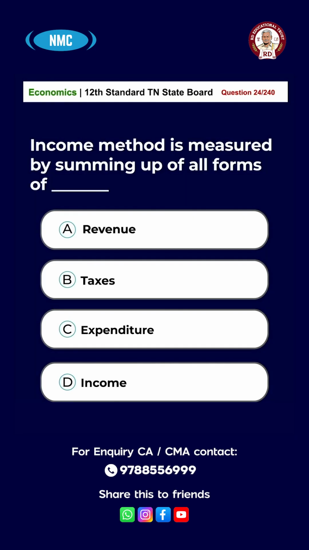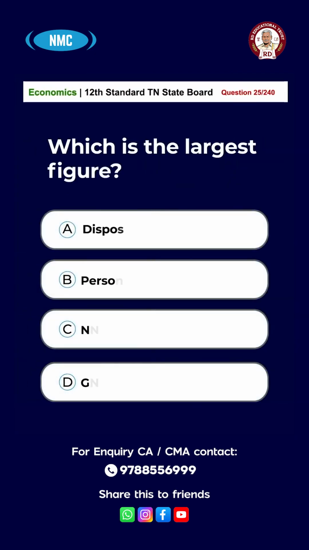Question number 24. Income method is measured by summing up all forms of: A. Revenue, B. Tax, C. Expenditure, D. Income. The answer is option D, income.